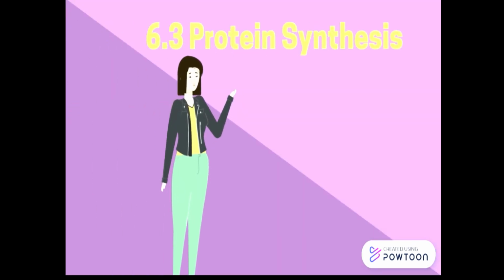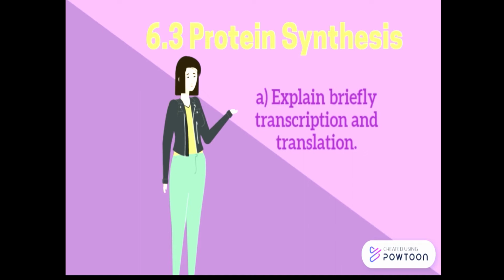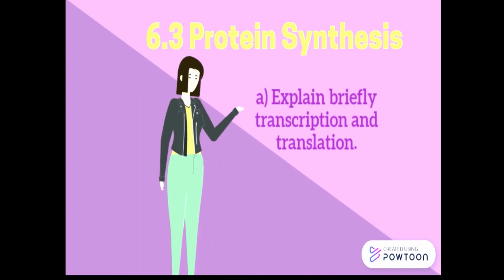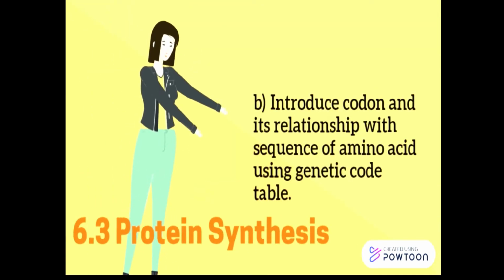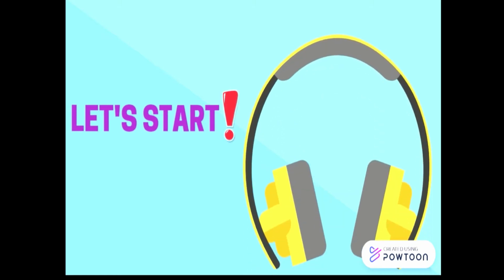6.3 Learning Outcomes. At the end of this video, students should be able to explain briefly transcription and translation. And also, students should be able to introduce codon and its relationship with sequence of amino acid using genetic code table. Okay, let's start.